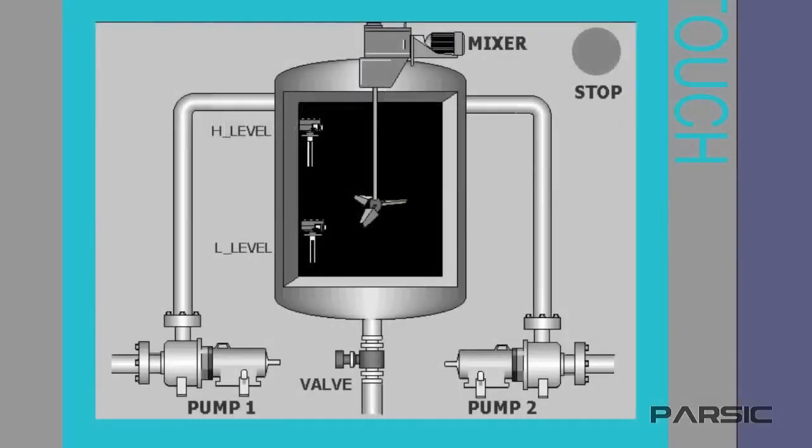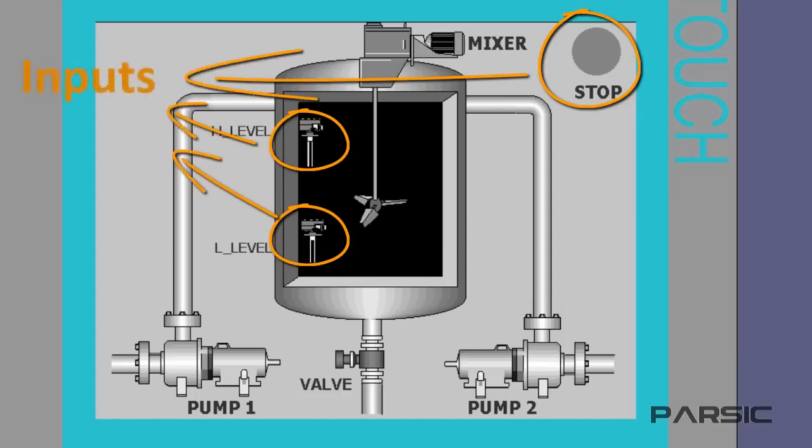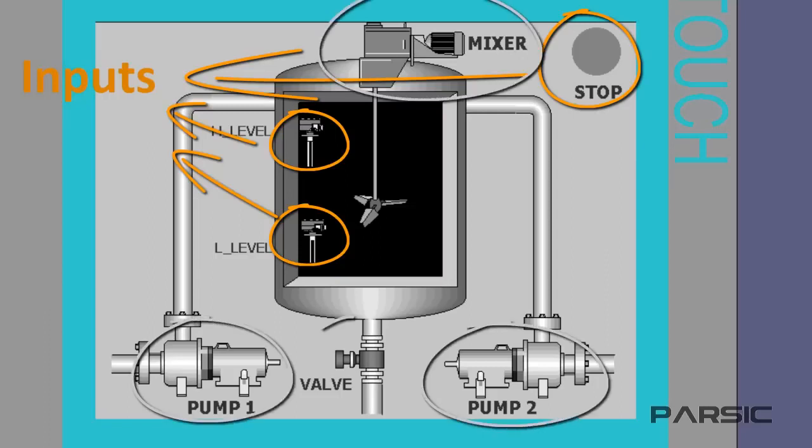Before we start to write the program, we first need to select a name that is representative of the facility shown here. Within this machine, we have these two level switches and this stop switch. These are the machine's inputs. The outputs are these two pumps, the mixer, and this valve.